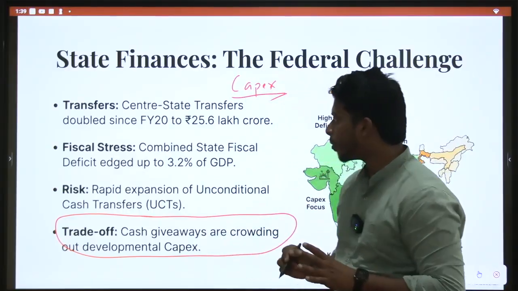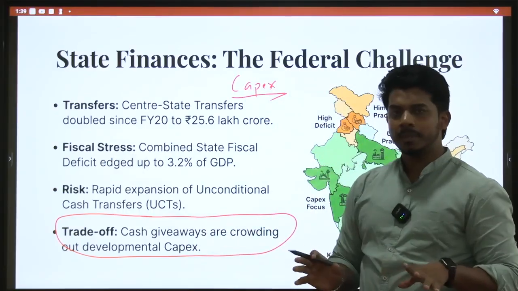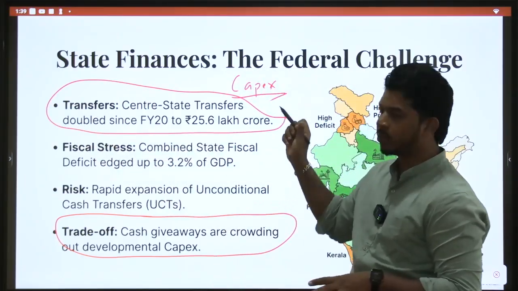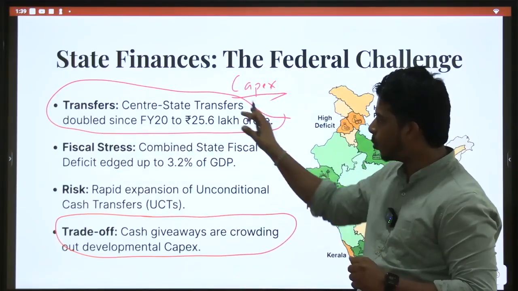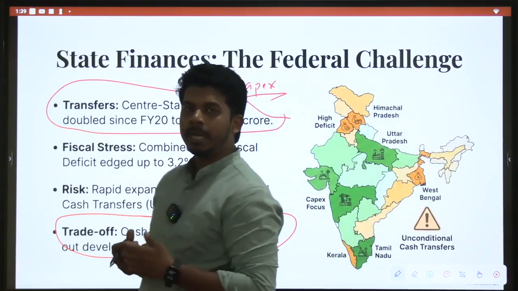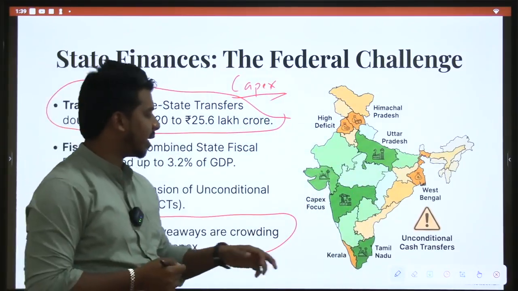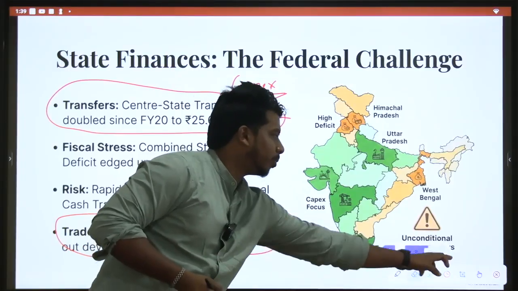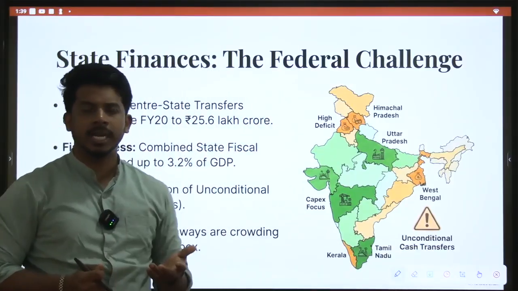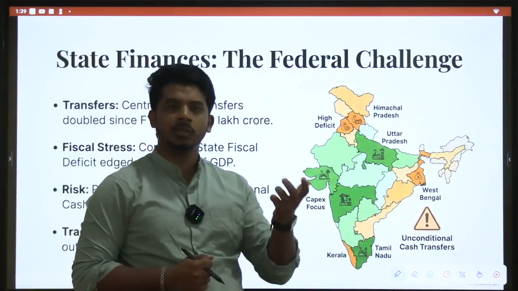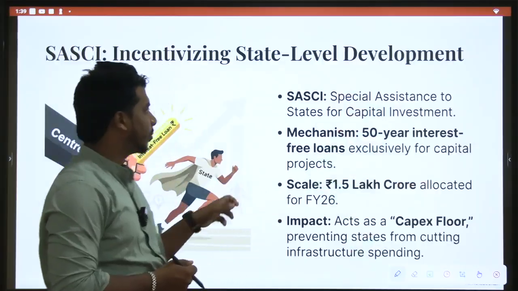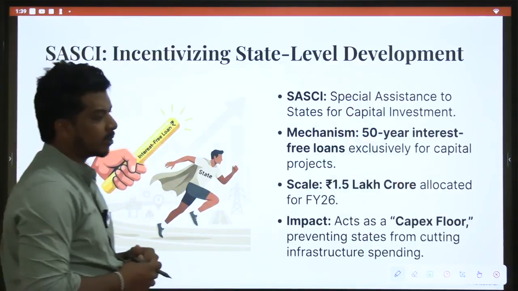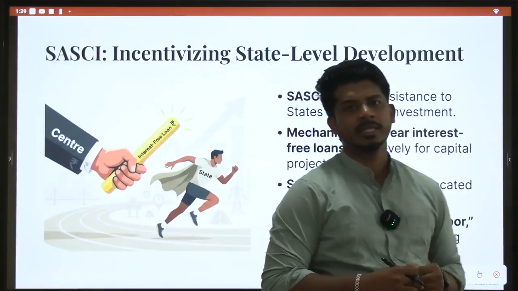But in these times, the central government is helping state governments through some transfers. This we will see in more depth in later slides. There is a scheme. Under that scheme, the central government is giving many transfers to the state governments. So the central government is giving loans to the states. The central government is giving grants to the states. So this is a scheme of the central government for states.